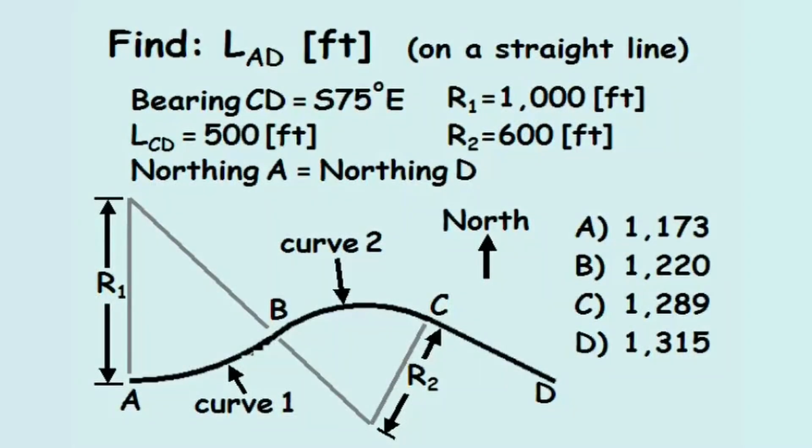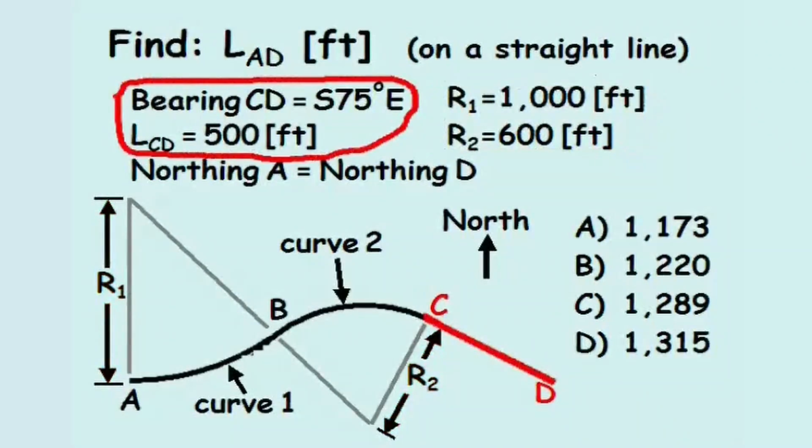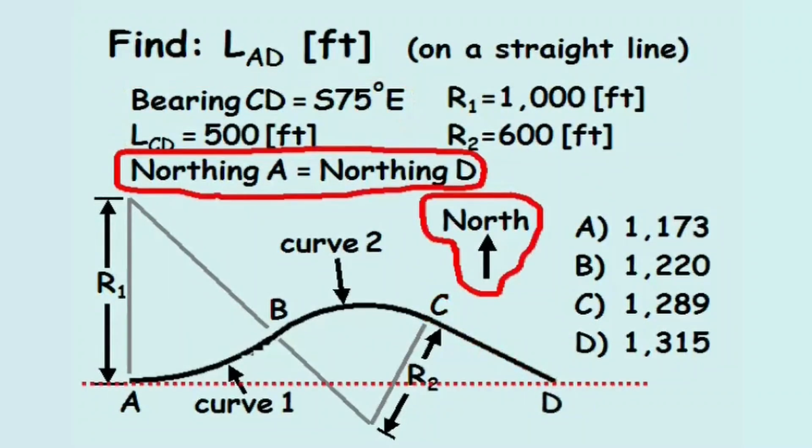Find the straight line distance between points A and D. In this problem, two curves in one straight line segment span from point A to point D. The radii for both curve 1 and curve 2 are provided in the problem statement. The length and bearing of the straight line segment CD is also provided. In the figure, the north arrow is pointed upward and the northing for points A and D are equal.